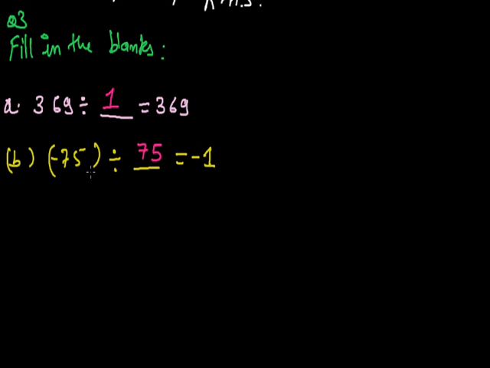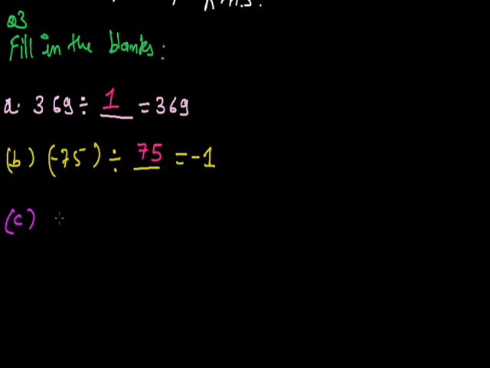If you divide 75 by 75 you will get 1, and the minus sign is due to the minus 75, which was the first number. That first 75 has a negative sign, therefore the resultant value will also have the negative sign.